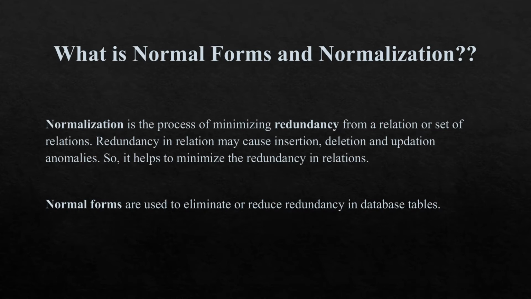Now, what are normal forms and normalization? Normalization is the process of minimizing redundancy from a relation or a set of relations. And normal forms are used to eliminate or reduce the redundancy in the database tables so as to reduce the complexity of the database. Redundancy in relation may cause insertion, deletion and updation anomalies. So it helps to minimize the redundancy in the relations.